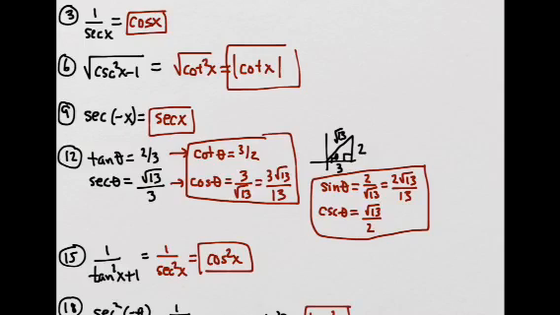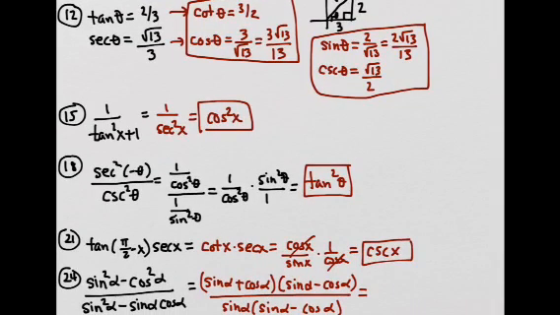Okay. Number 15, you have 1 over tangent squared x plus 1. So you replace this with this, and then 1 over secant is cosine, so you get cosine squared x.